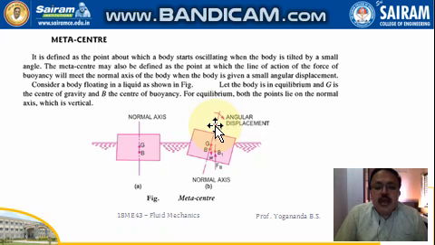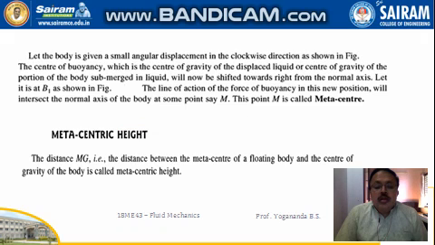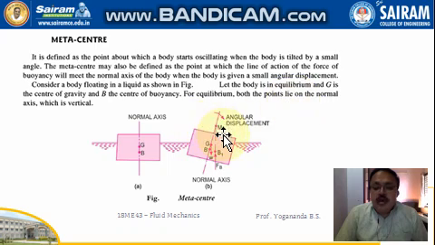Now consider a body floating in a liquid as shown in the figure. Let the body be in equilibrium, and G is the center of gravity and B is the center of buoyancy. For equilibrium, both the points lie on the normal axis, which is vertical. Now let the body be given a small angular displacement in clockwise direction as shown in the figure. So a small tilt is given here.